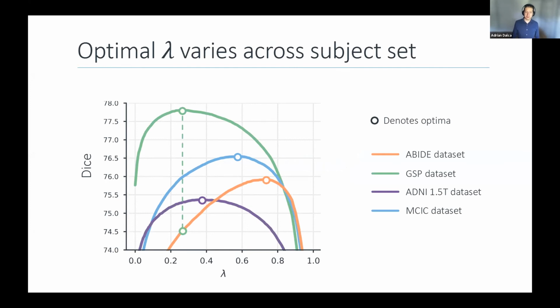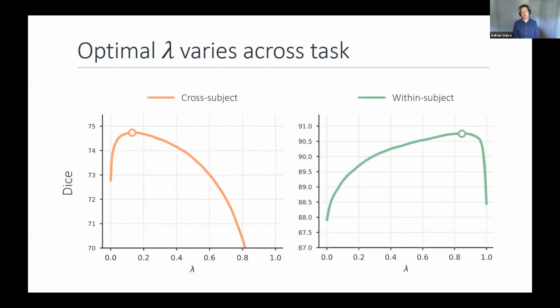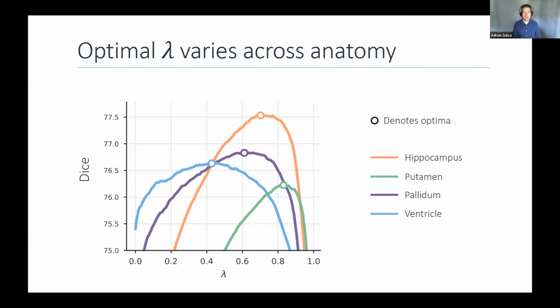And that's really important because there's a big difference. You can lose 2 Dice points if you just choose the wrong hyperparameter value. If you're using different imaging modalities, again, different hyperparameter values that you should use. If you're using cross-subject versus within-subject, different hyperparameter values. If you are looking at different structures you care about, again, different hyperparameter values.